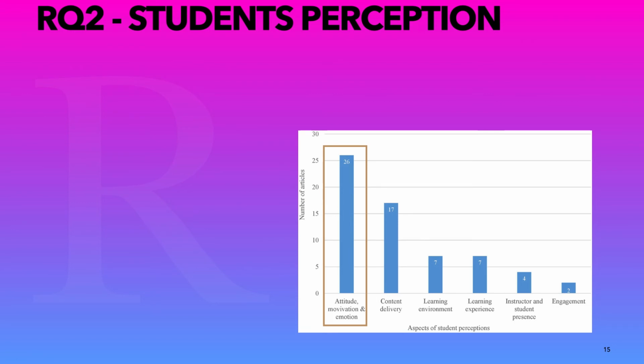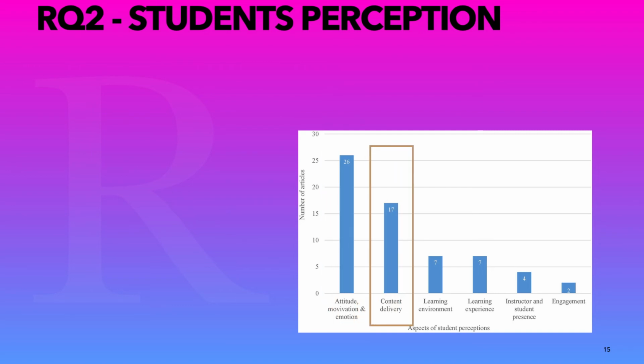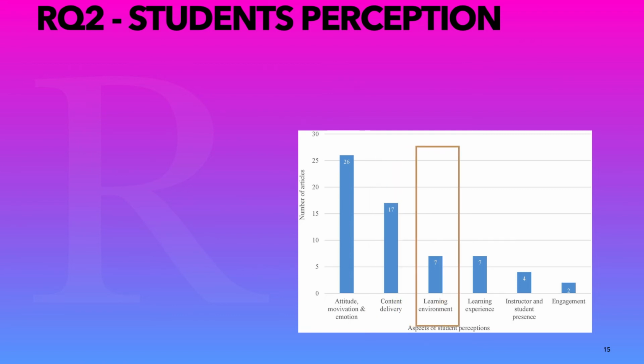This is described on page 10. 17 articles explored students' perceptions of content delivery. This is described further on page 12. 7 of the articles touched upon learning environment, in this regard understood as flexible or stress-free, and this is further described on page 14.